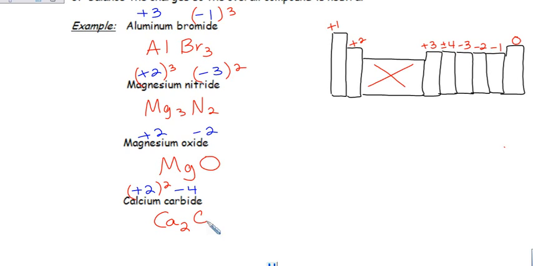It's all about complete transfer of electrons. The number of electrons donated, the positive charge, has to equal the number of electrons gained, the negative charge.